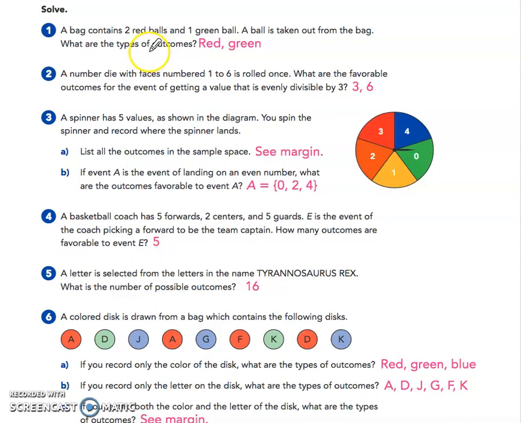A bag contains two red balls and one green ball. A ball is taken out from the bag. What are the types of outcomes? Well, I can either get a red or a green ball.